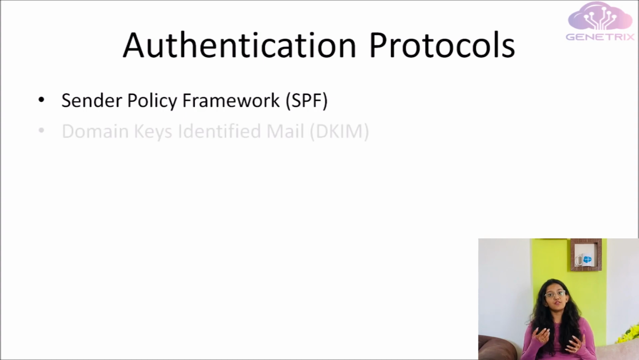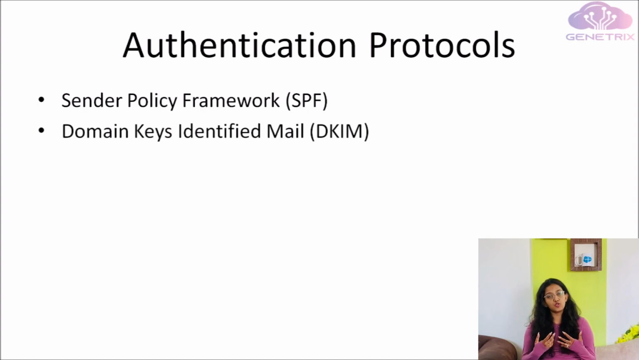Next up, we have DKIM, that is the DomainKeys Identified Mail. DKIM involves adding a digital signature to each outgoing email. The recipient's mail server can then verify the signature against the public key published in the sender's DNS records, ensuring the email hasn't been modified during transit.